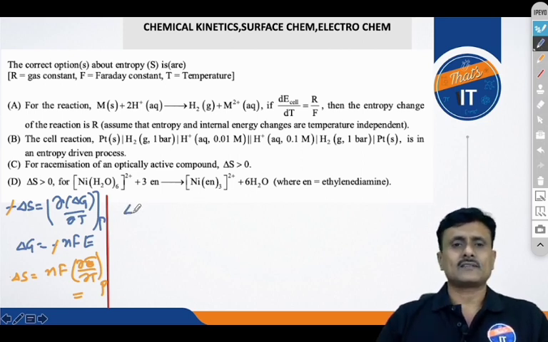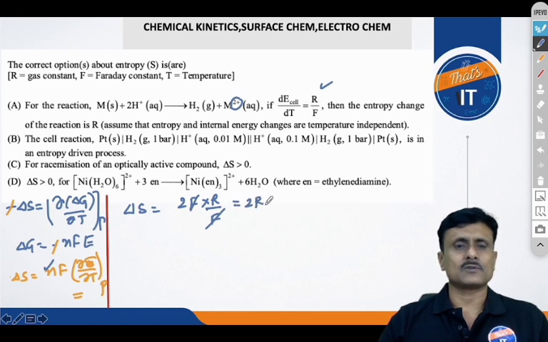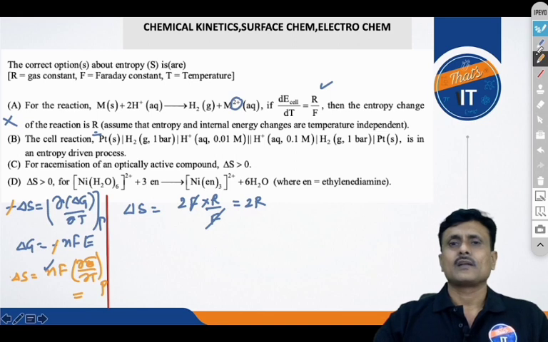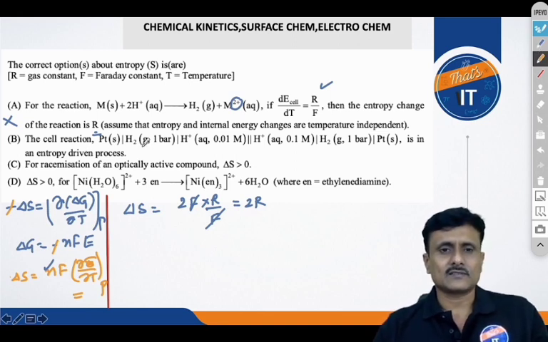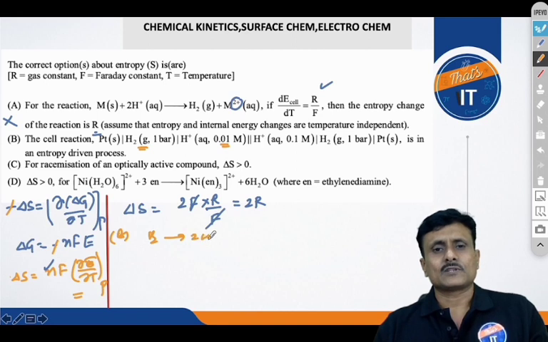So delta S equals, n equal to 2, like you can see, the number of electrons for the oxidation, 2F into this value, which is given as R by F. So this value is turning out to be 2R, however it is given as R. So this is not a right option. Next, the cell reaction is given, H2. So for option B, you can see the reaction that is taking place. H2 is converting into what? 2H plus, concentration is 10 power minus 2, plus 2 electrons.